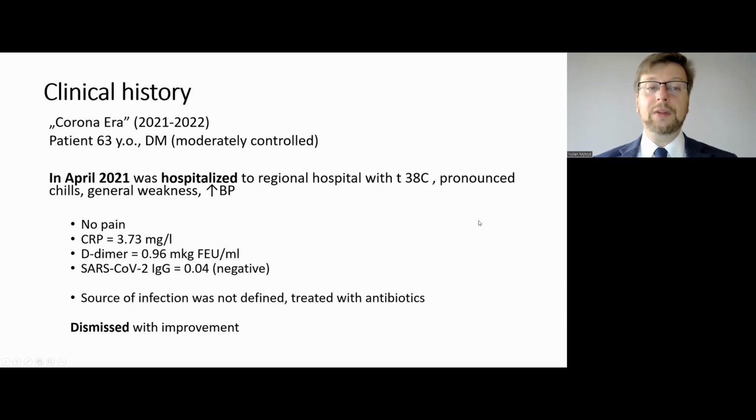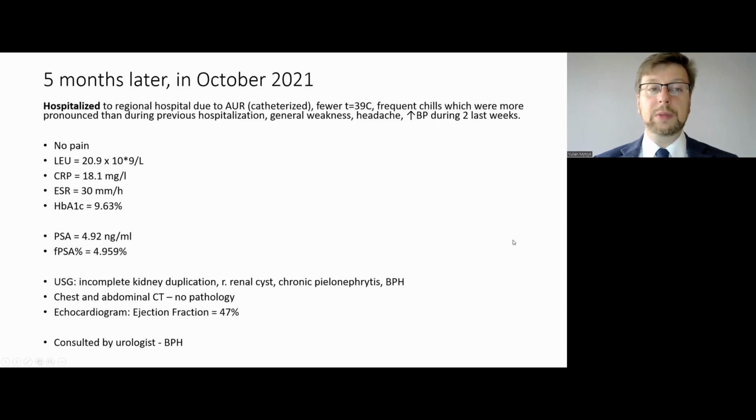The clinical history of the patient, which occurred during the corona era: the patient, 63 years old with diabetes mellitus, which is moderately controlled, in April 2021 was hospitalized to a regional hospital with a high temperature, pronounced chills, general weakness, and increased blood pressure, with no pain, with an insignificantly increased CRP, normal D-dimer, and negative SARS-CoV immunoglobulin test. The source of infection was not defined, and the patient was treated with antibiotics and, after improvement, was dismissed.